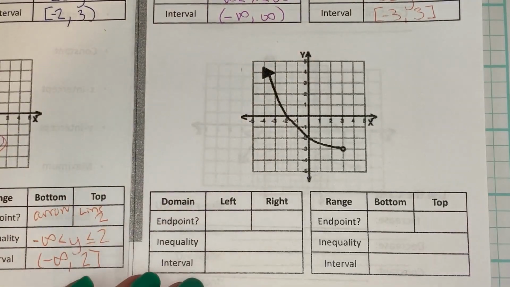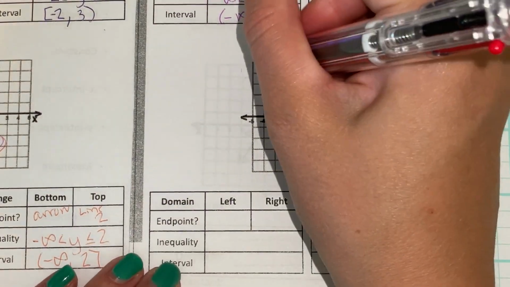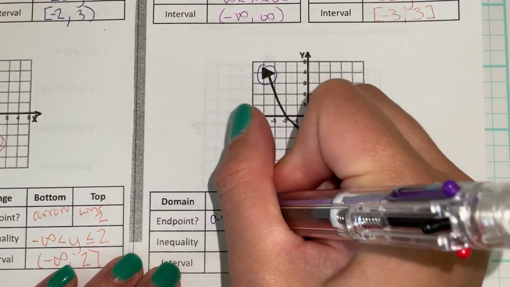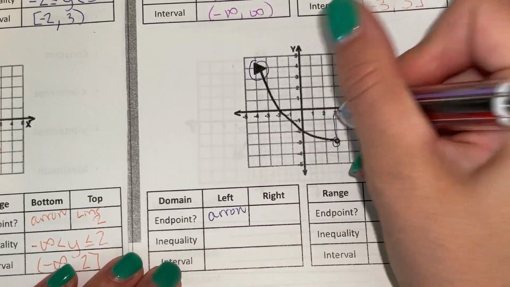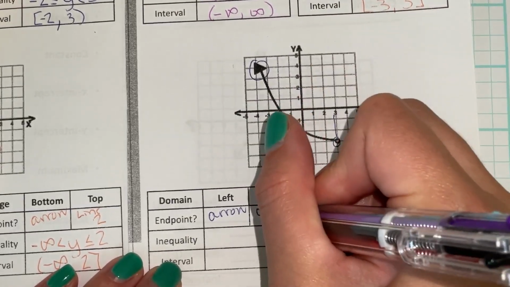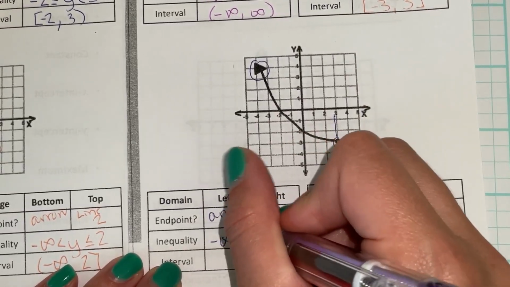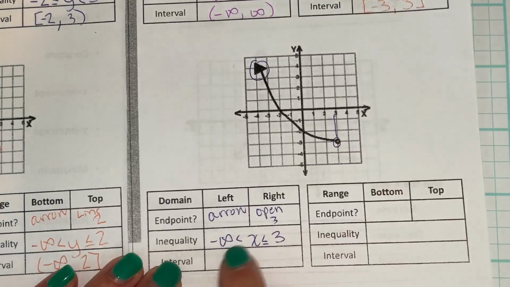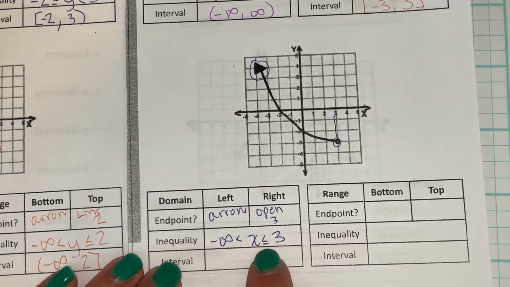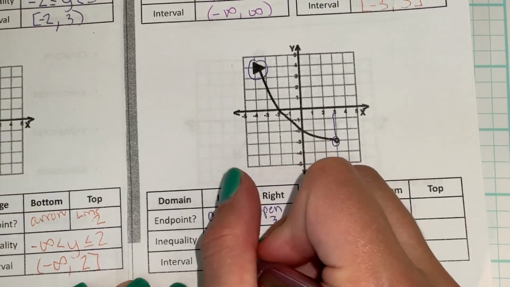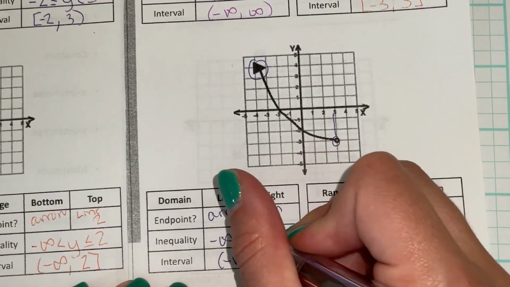Last one, we'll go super fast. On the left, we have an arrow. On the right, we have an open dot at 3. So that means we're going to go from -infinity to 3, open mouth with a half equal sign, round bracket -infinity, 3, square bracket.